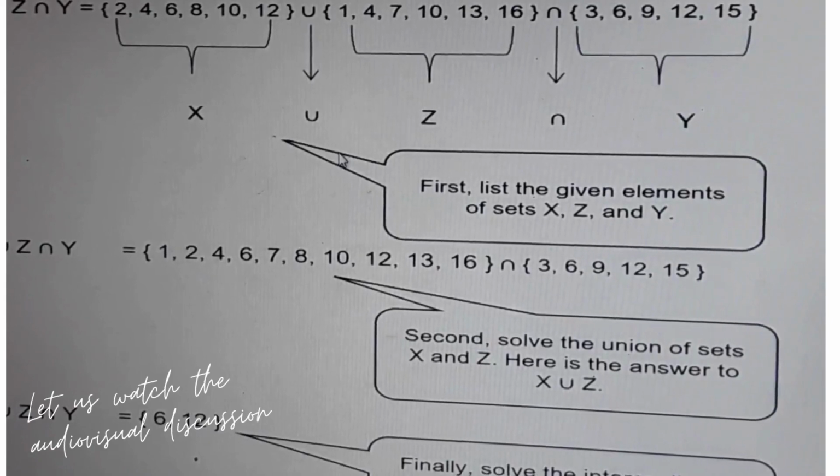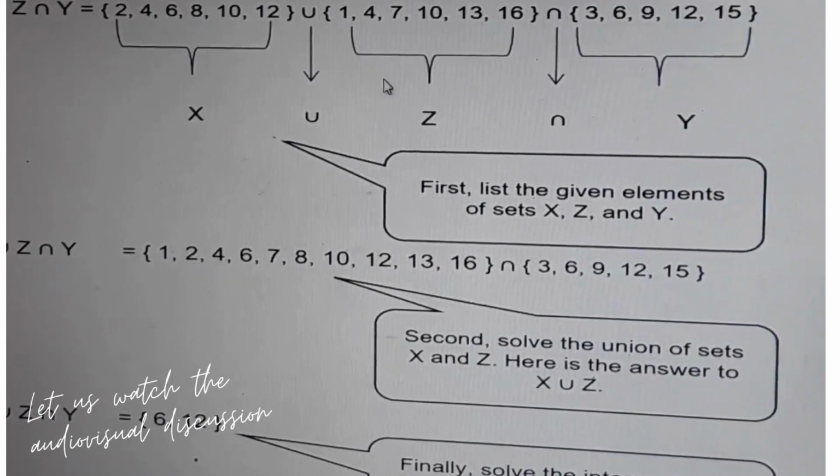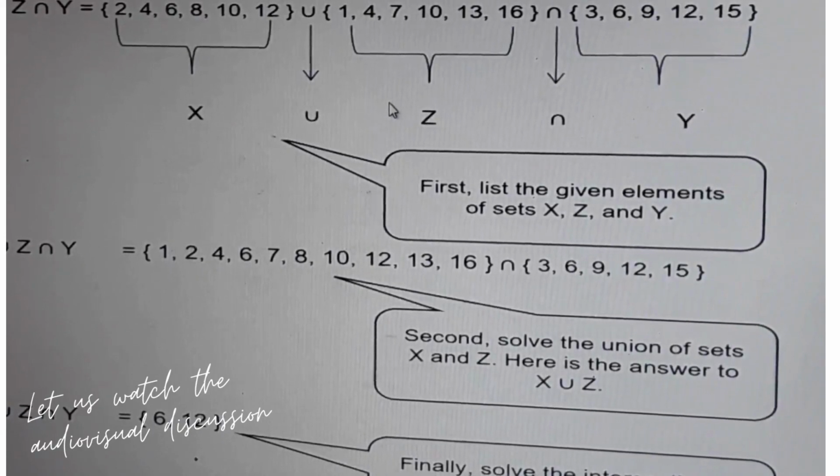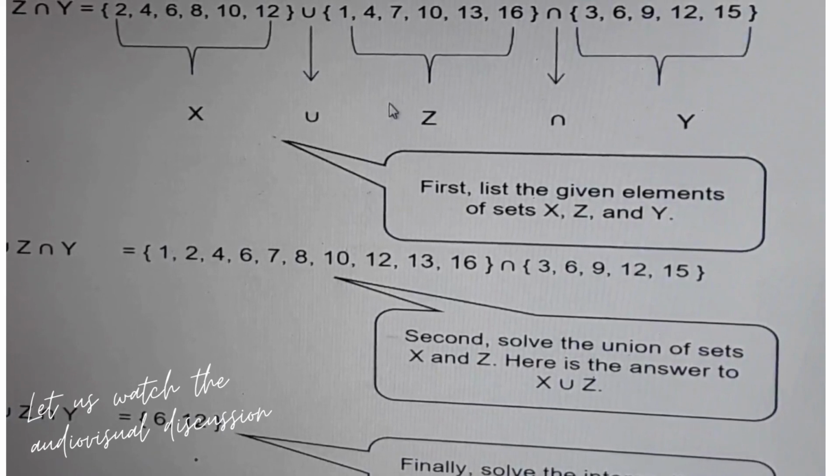So it's not clearly stated here, but as what I've observed, we have to find the union first with X and Z. So in the union between X and Z, we have 1, 2, 4, 6, 7, 8, 10, 12, 13, and 16. Then after that, we will compare it with Y in finding the intersection. That should be the procedure.